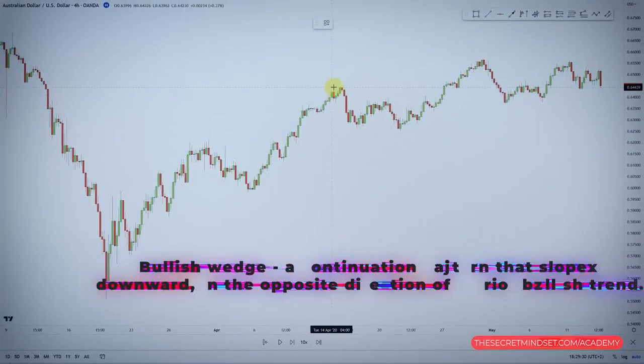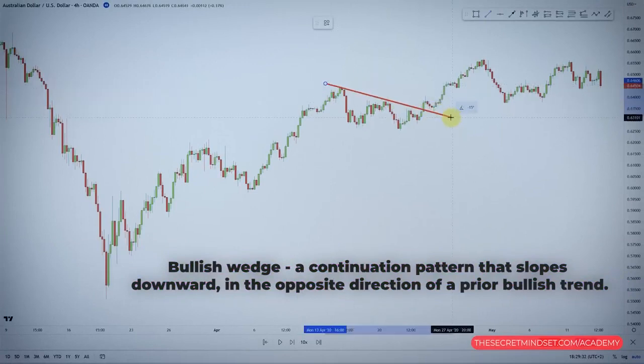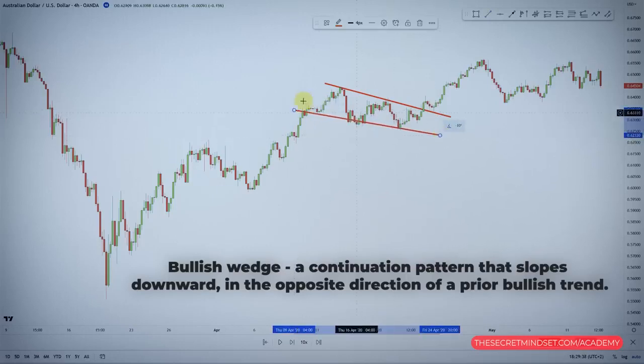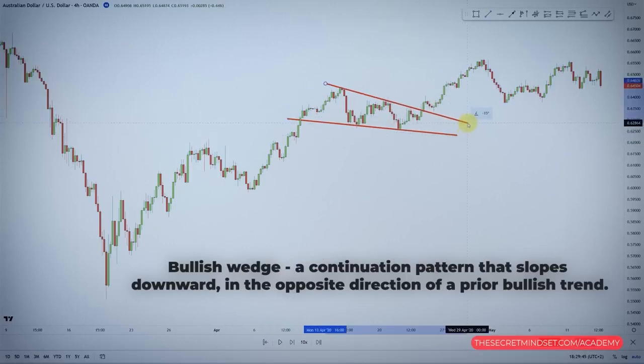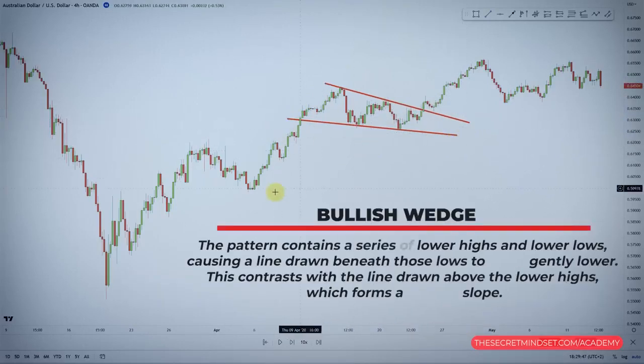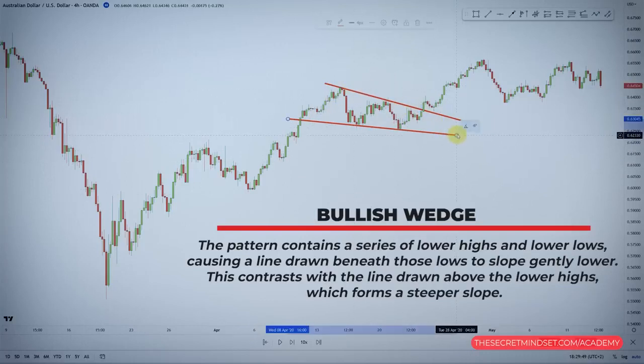A bullish wedge, also referred to as a falling wedge, is a continuation pattern that slopes downward in the opposite direction of a prior bullish trend. In this sense, it's similar to a bull flag pattern, in which the flag itself slopes in the opposite direction of the trend, while the pattern contains a series of lower highs and lower lows.